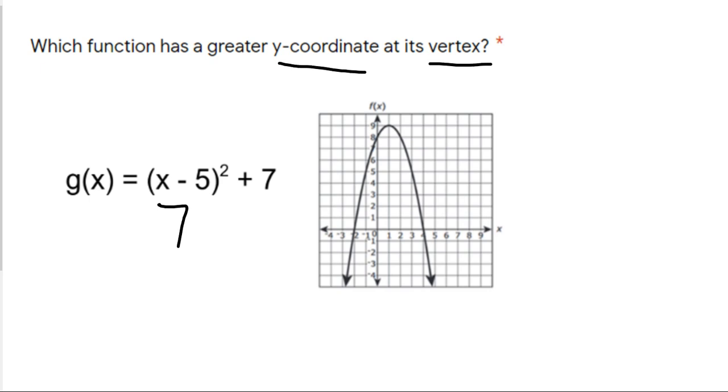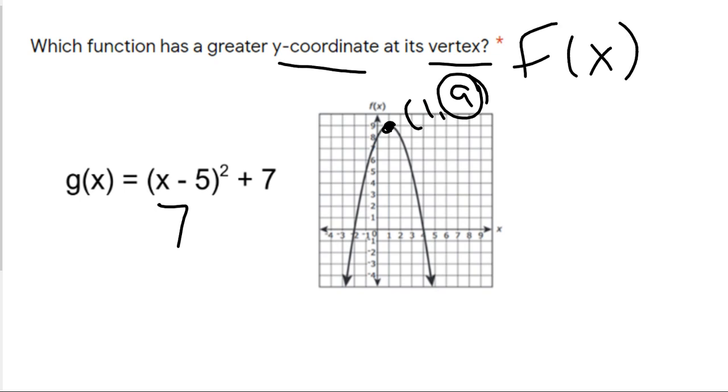Then we're going to look at f of x at the graph, and the vertex, well, it's that turning point, that minimum or maximum point, so that's that point right there, is the vertex, and the value there is (1, 9). So if we're looking for the value of the y-coordinate, that would be 9. So which function has a greater y-coordinate? Well, 9 is greater than 7, so the answer is f of x.